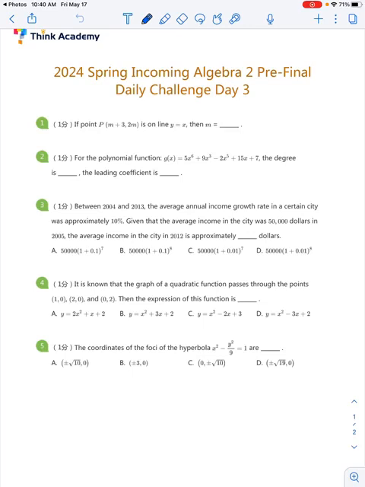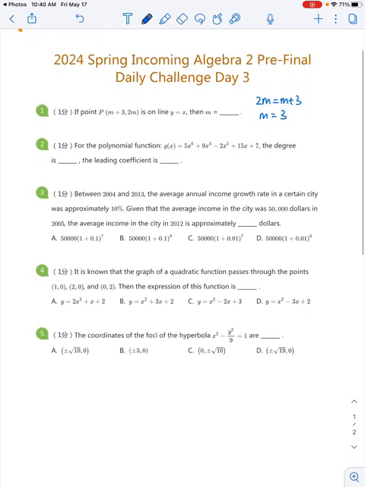So we can just plug into our equation, which will be y equals x. So we will have 2m, which is the y, equals m plus 3, which is the x. Then we can solve this equation, and we have m equals 3. Okay, so that will be it for this problem.